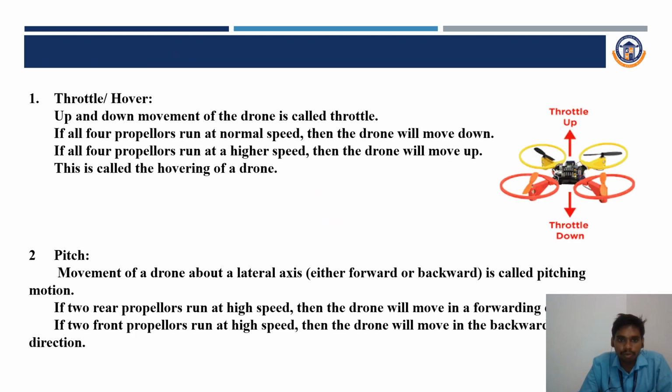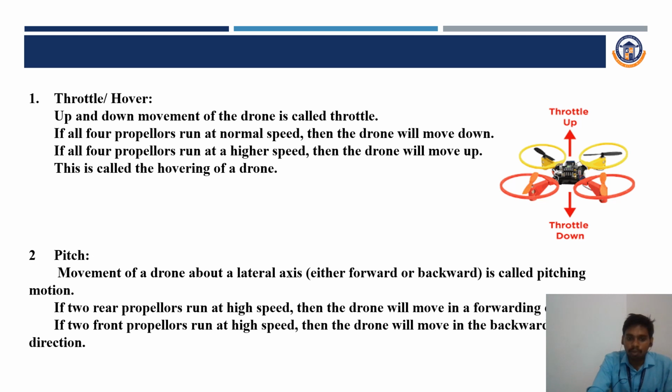Throttle means the up and down movement of the drone. We give the throttle from the remote controller. When the throttle is pushed up, the quadcopter moves upward, from ground to a higher level. If all four propellers run at high speed, the drone will move up. This is called hovering. When the four propellers slow down, the drone will move downward.